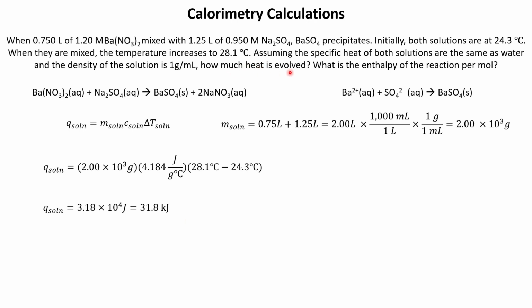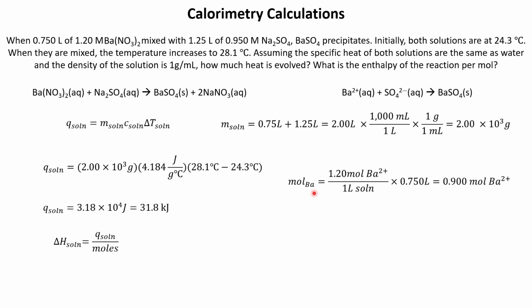Okay, so that tells us how much heat was evolved, but now we need the enthalpy of reaction per mole. Well, to calculate our enthalpy of reaction, what we want to do is we want to take our Q of our solution divided by our number of moles. Well, what number of moles do we use here? We need to figure out which of our reactants is the limiting reactant. So let's figure out how many moles of each of our reactant we have.